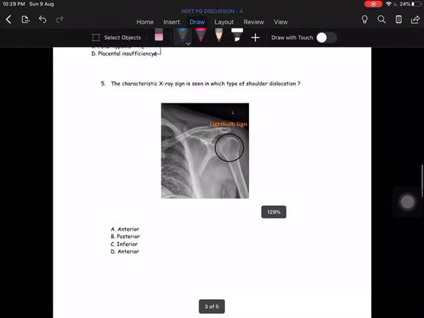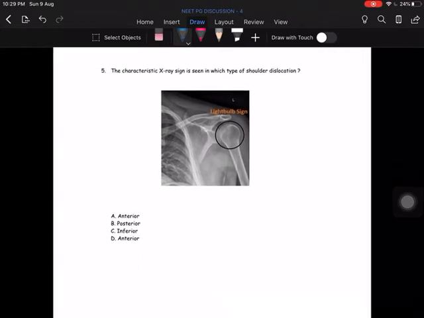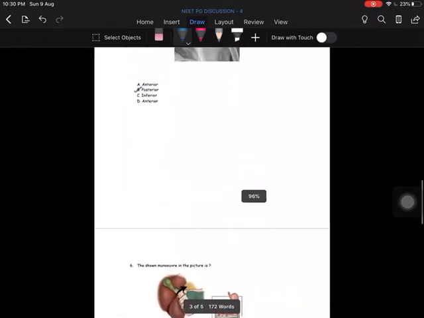Next question. The characteristic X-ray sign is seen in which type of shoulder dislocation? We have already named the sign, which is the light bulb sign. When you see this, the shape of the humerus head is like a light bulb. This is typically seen in posterior dislocation, where the head of the humerus goes back of the acromion and forms a light bulb appearance. Posterior dislocation.